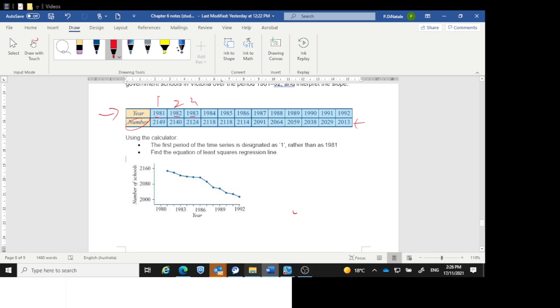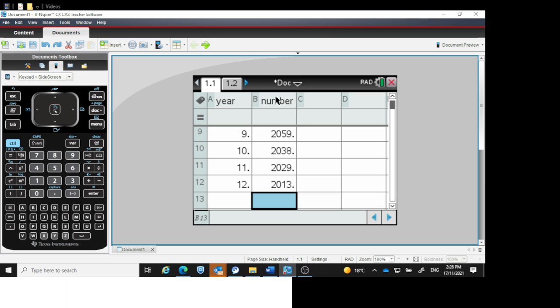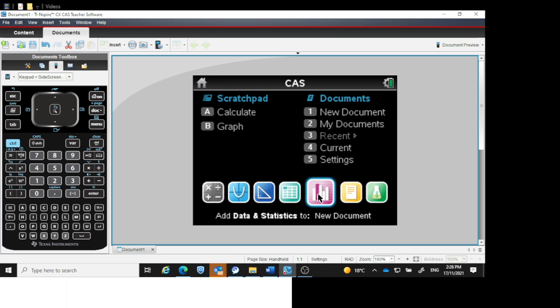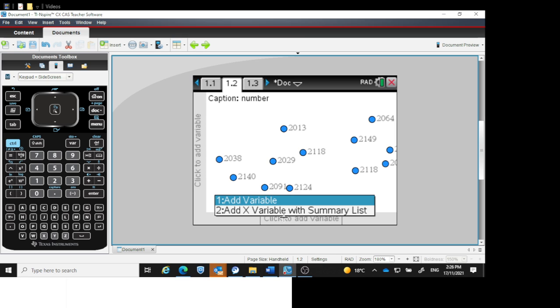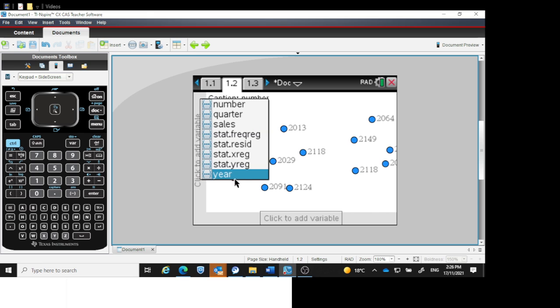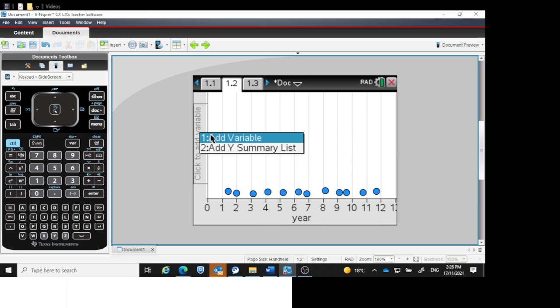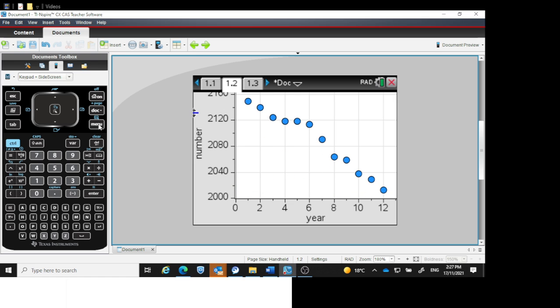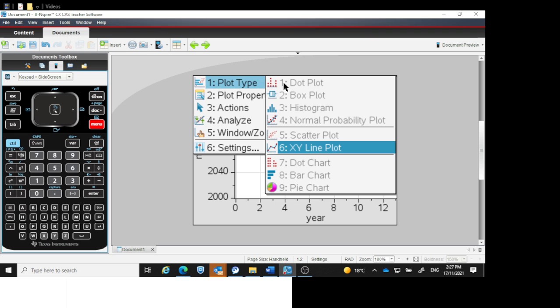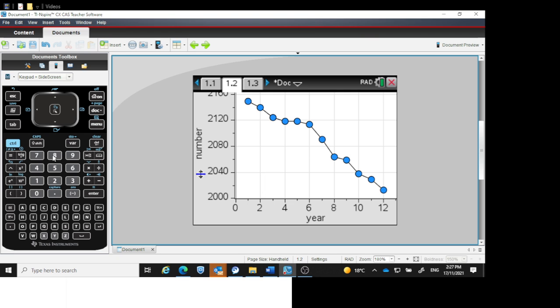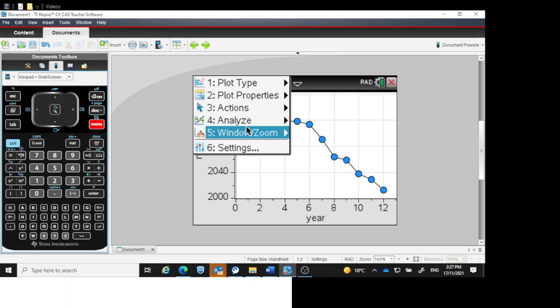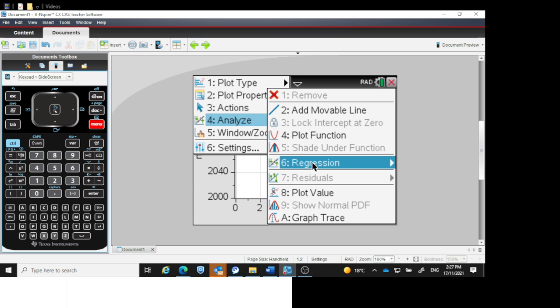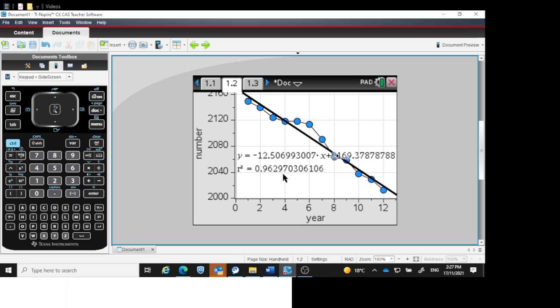So, I've already prepared this on the computer. So there it is there on the calculator. So I'm going to go and create a scatter plot. Of course, I'm going to have the year here, and I will have the number here. So I can join my dots up, and from there I can actually get my regression line.